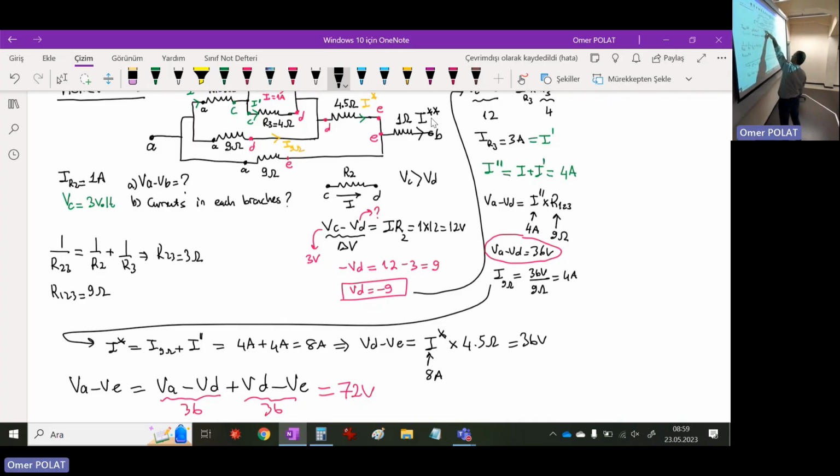What is this potential difference? AE I know, VA minus VE, 72 volt. This is 9 ohm. I know the current. What is the current on 9 ohm? But there are two 9 ohms. Let's assign another current, let's say I 3 star.